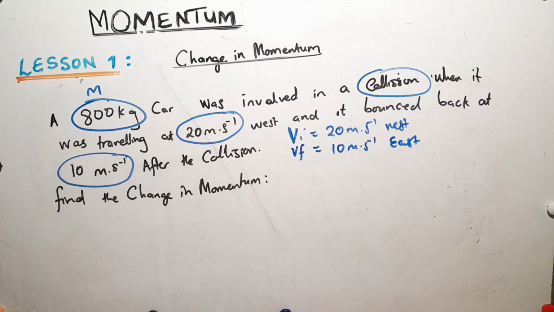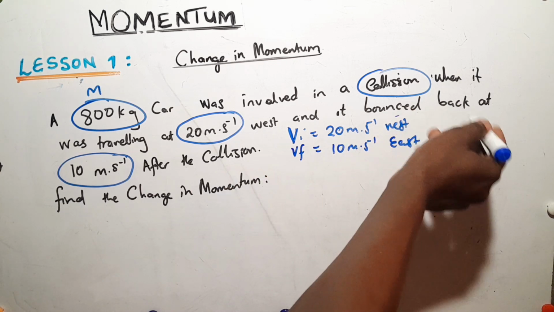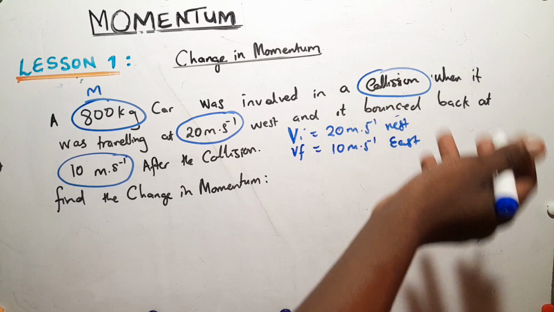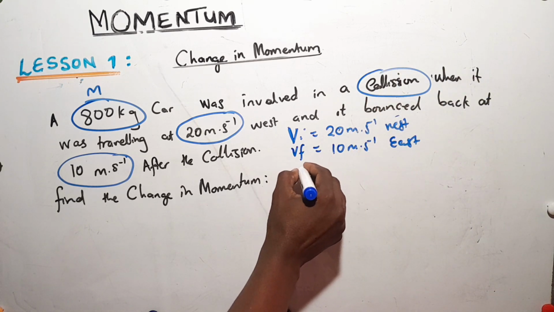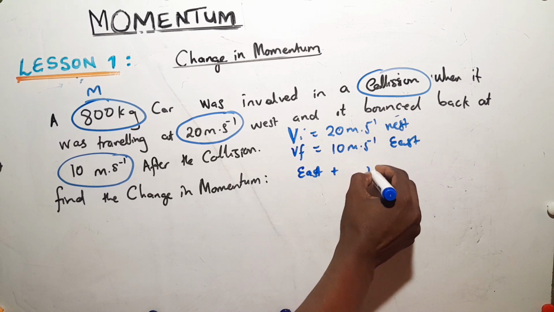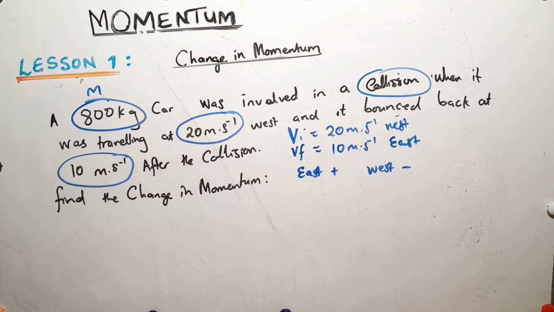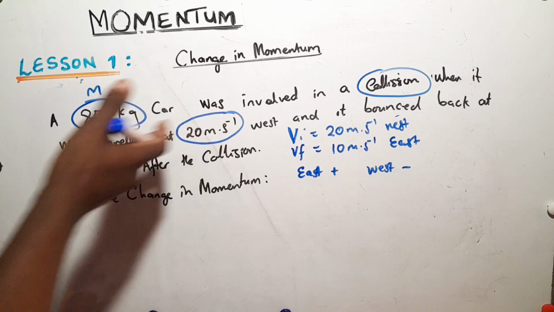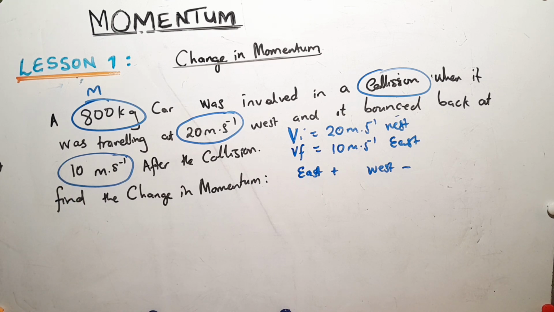Before attempting the question, you have to choose the direction. Which direction do you like working with as positive or negative? We have west and we have east. So we can choose east as positive and west as negative. There's no wrong answer for choosing the direction. You can choose any direction howsoever you want, as long as the two directions are there. So the one will be positive, the other one will be negative.